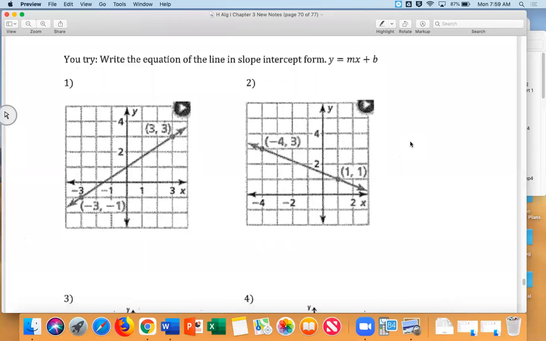So what I want you guys to do is try 1 and 2. Just 1 and 2. I want you to find your slope and your y-intercept, and then write the equation of your line. While you're doing that, I'm going to open up my books.